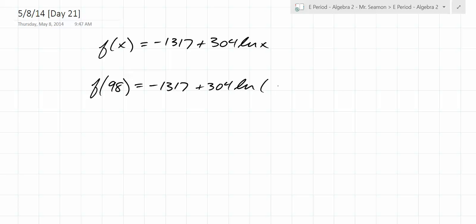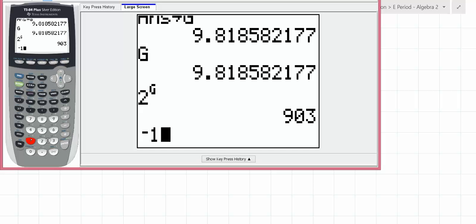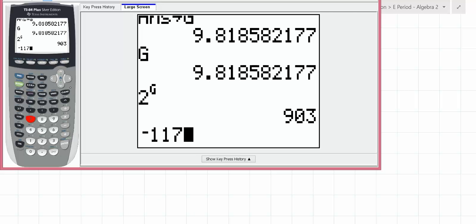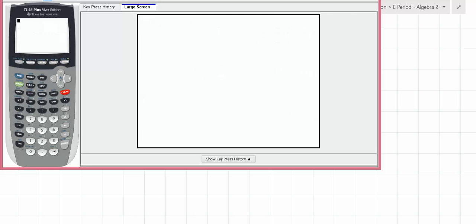So then, what do you need in order to do this? Your calculator. You have to use your calculator. You're not going to be able to do that by hand. So if you do this on your calculator, negative 1317, right? Clear. Negative 1317 plus ln of what?